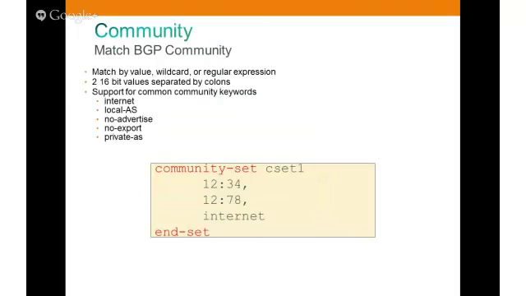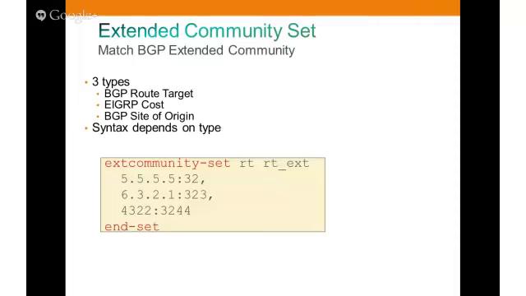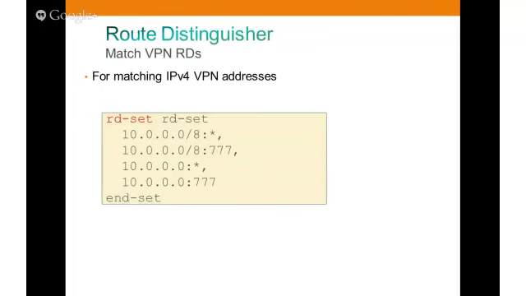Community set is also there, which is used for matching BGP community, and you would also see an extended community set, which is for matching the extended community, which you would use in an MPLS VPN environment. There's an RD set. You can also match the various RDs you want to take action on.